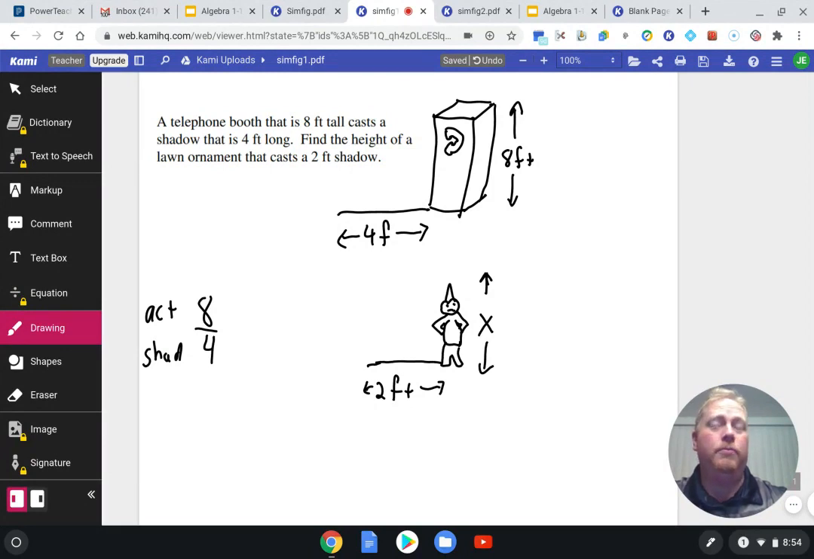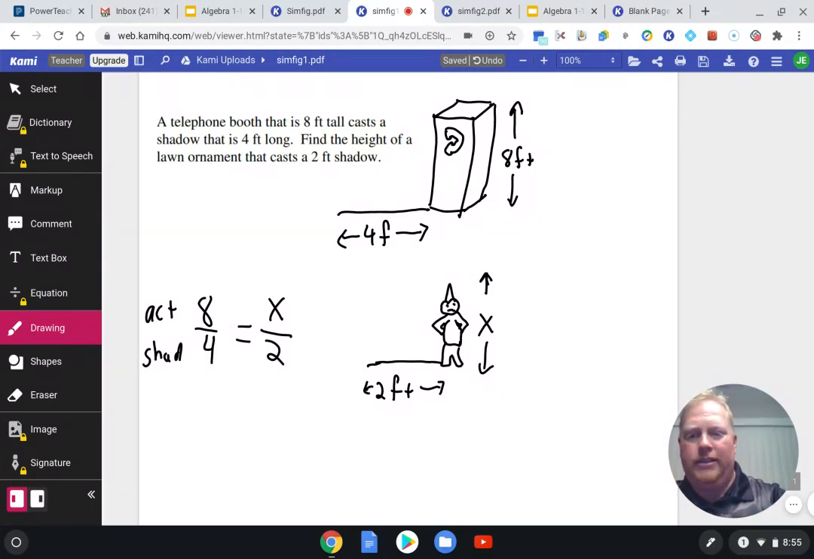As long as whatever pattern you set up in the first fraction, you follow that same pattern in the second fraction. So in the second fraction, I'm going to do the actual height over the shadow height. So my actual height, I have no idea. But the shadow height, I know to be 2 feet. So that's my proportion. 8 over 4 equals x over 2.